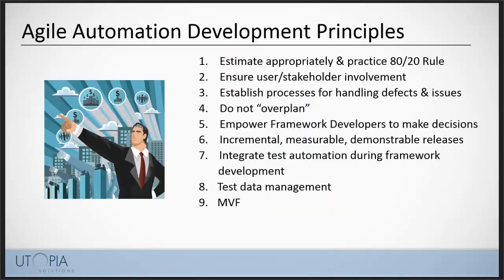That's with our Agile automation development principles. The 9 principles are: estimate appropriately, practice the 80-20 rule, ensure stakeholder involvement, establish processes for handling defects and issues, don't overplan, empower framework developers to make their decisions, develop demonstrable incremental releases, integrate test automation during framework development, test data management, and minimum viable functionality, or MVF. So let's dive into those now.